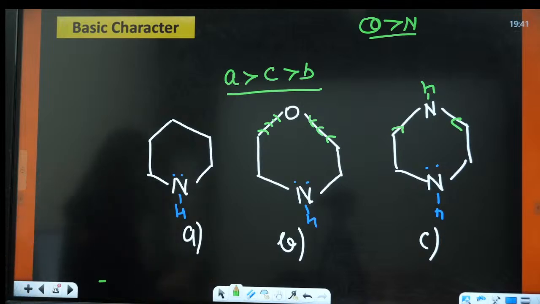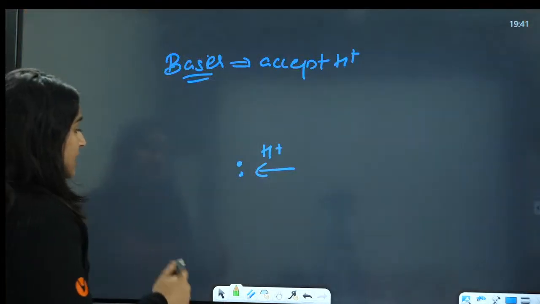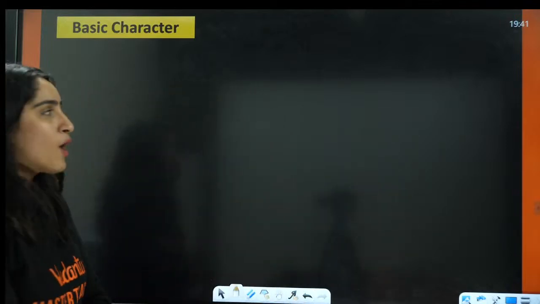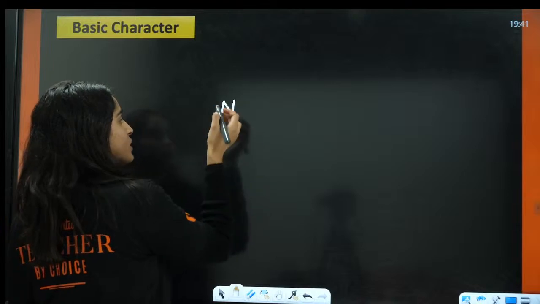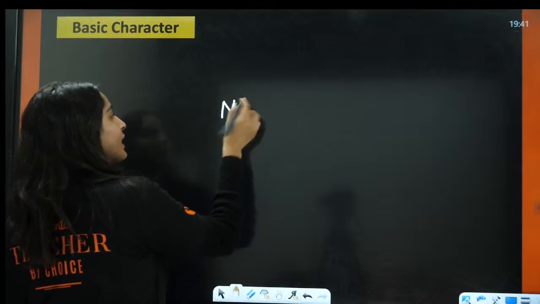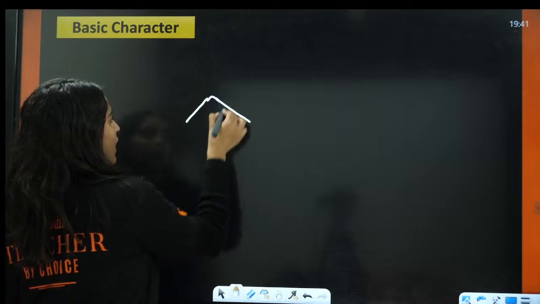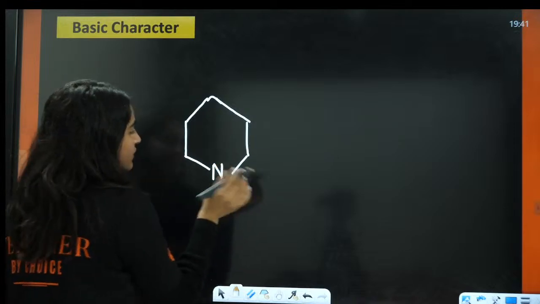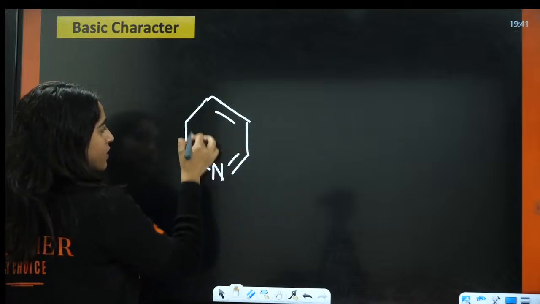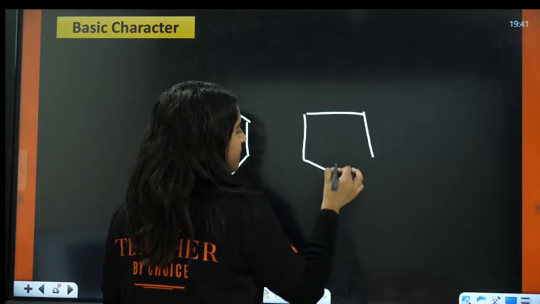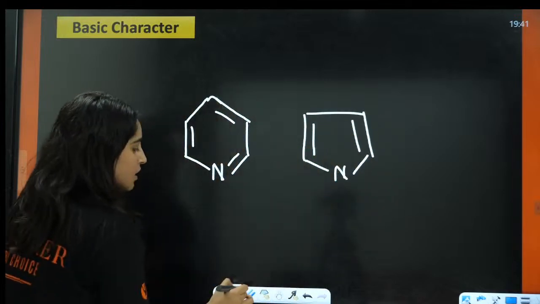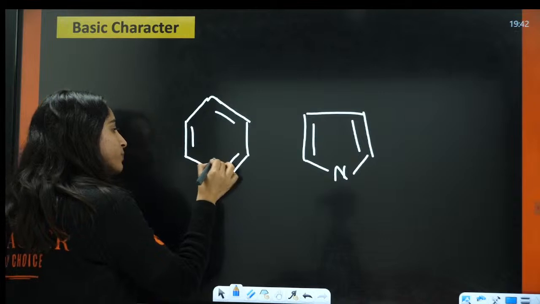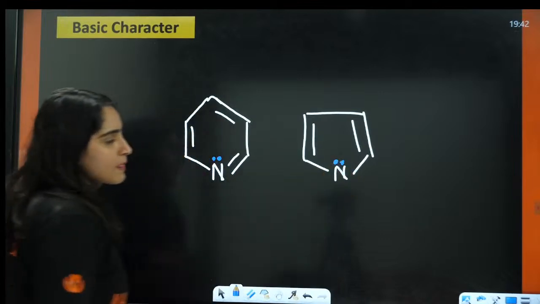Okay, perfect. Now let us understand another concept of basic strength. Very important concept. So I already told you, if you have nitrogen that is localized, for example, you have one nitrogen that is localized. So this nitrogen is actually localized, okay? So another example is this. Now in these two cases, you have a nitrogen lone pair here also and here also, right?